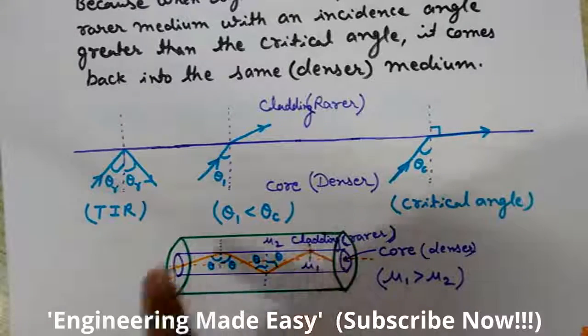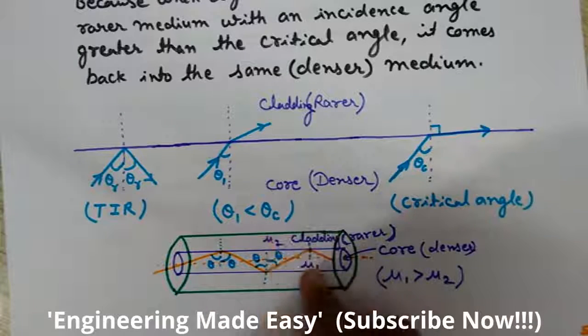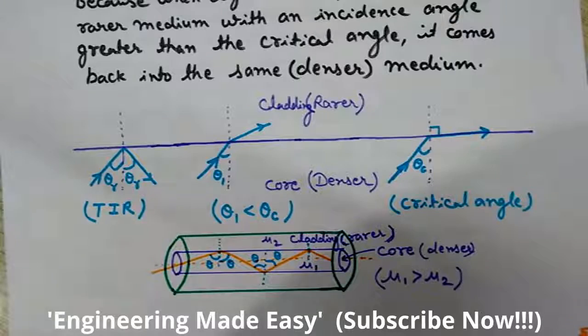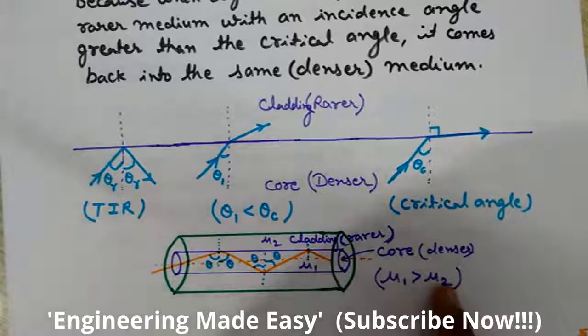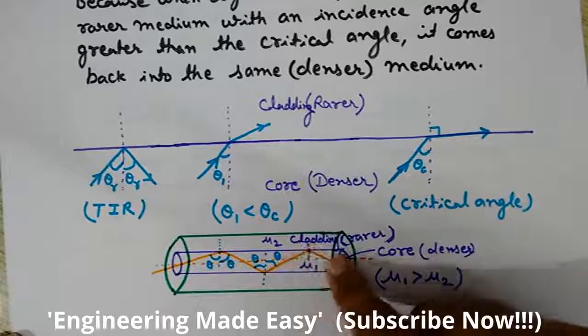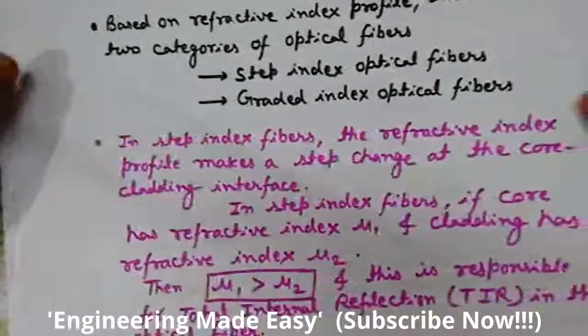I will discuss what is happening here, but just to tell you the structure: there is a core, and over this I have cladding, and these have different refractive indexes. The core has refractive index mu1, and the cladding has refractive index mu2, and these are such that mu1 is greater than mu2. Why it is done, I will tell you. The light ray propagates inside the core. So let's again come to our topic.